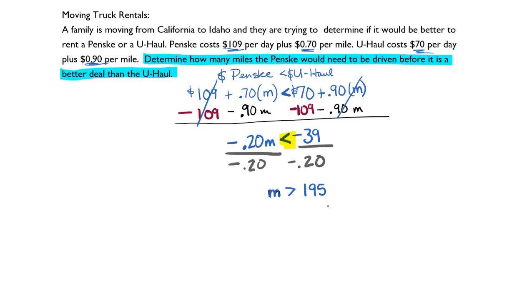So remember, what does 195 represent? That represents the number of miles we need to drive the Penske so that it is now a better deal than the U-Haul. So this is telling me that as long as I drive more than 195 miles each day, I will have a better deal with the Penske than I do with the U-Haul. We can double check this by substituting those numbers back in. You're welcome to do that on your own.